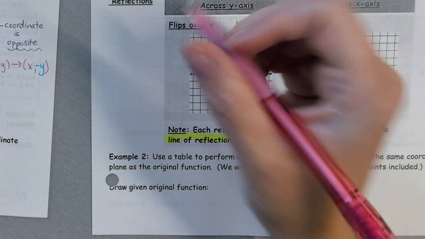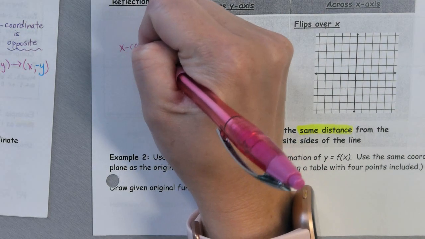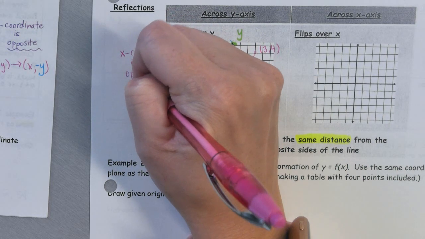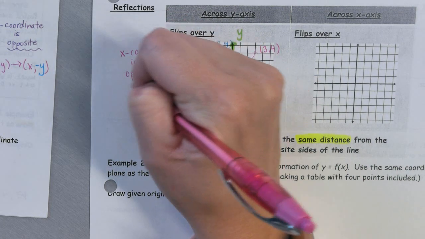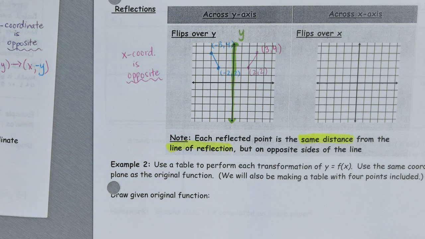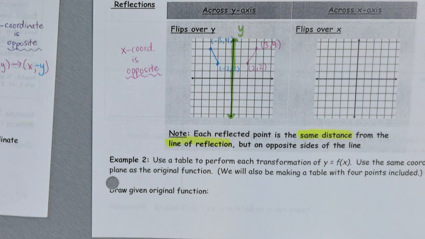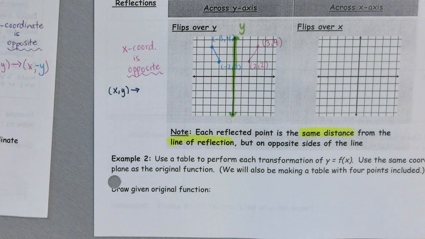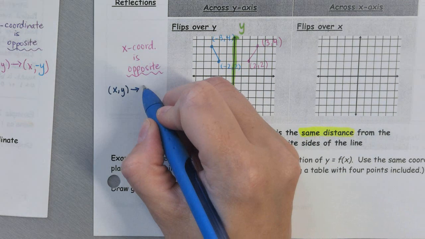The x coordinate is called the opposite. Okay, so the x coordinate is opposite. So same value, it just changes signs, right? In this case, we started with a negative, so it went positive. And then we're going to write the rule, okay? So remember, the rule always starts with x, y, and then it goes to... do you guys feel like you could write the change in the rule? Or do you want to do this one together?